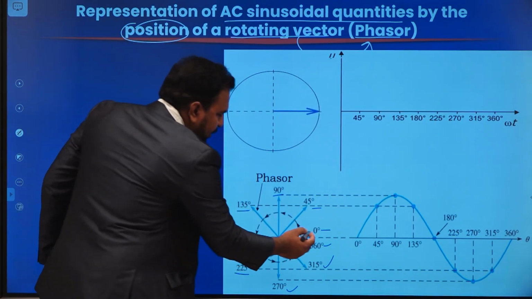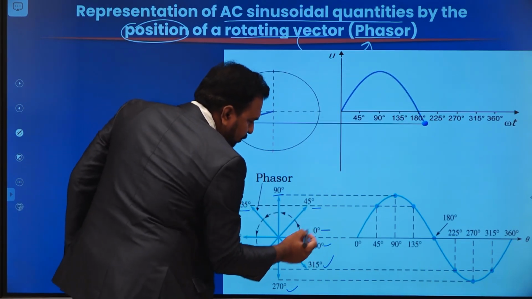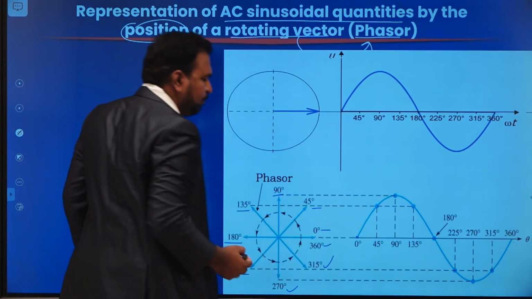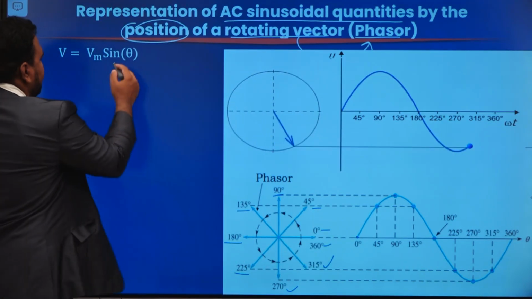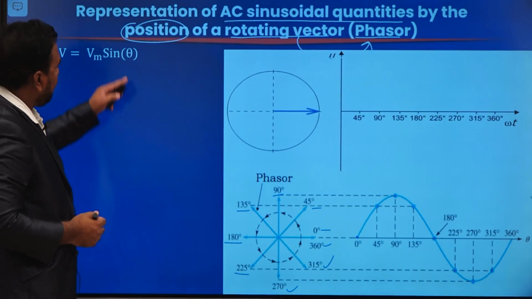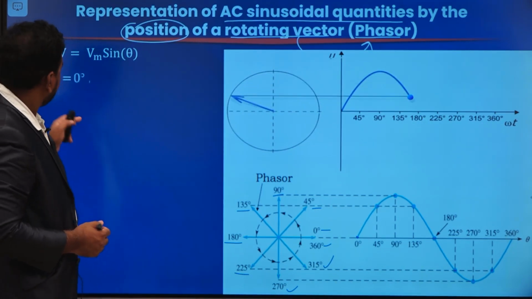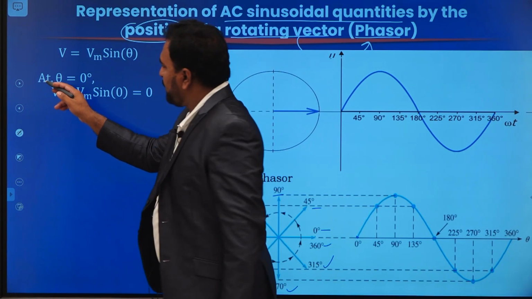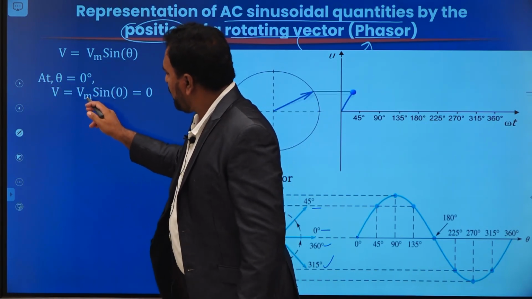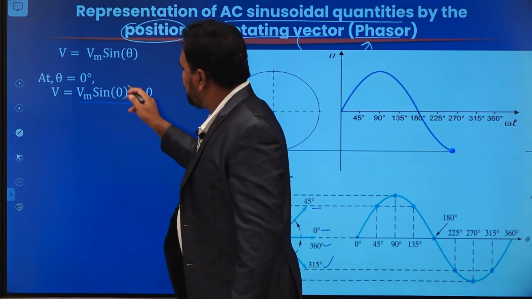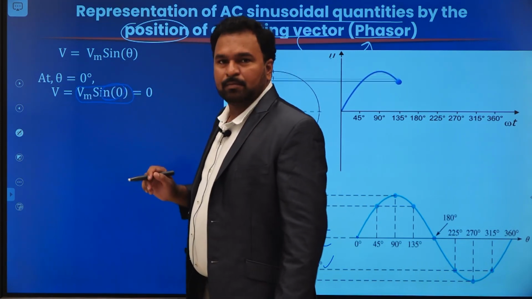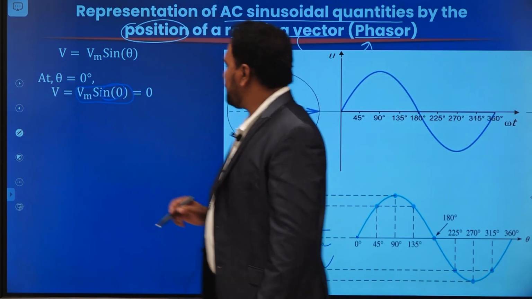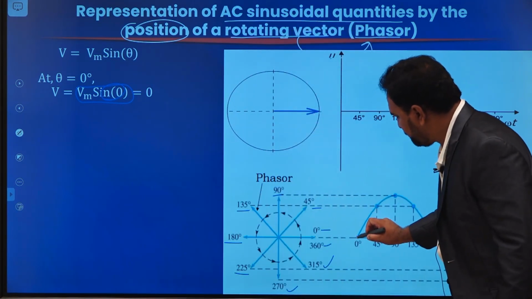If you observe at 0 degrees, what is the magnitude? 0. Because we know that V is equal to Vm sin theta is the expression to represent a sinusoidal waveform. When theta is equal to 0 degrees, what is sin 0? Sin 0 is obviously 0. Then 0 into Vm is 0. So the magnitude at the instant 0 degrees is 0.